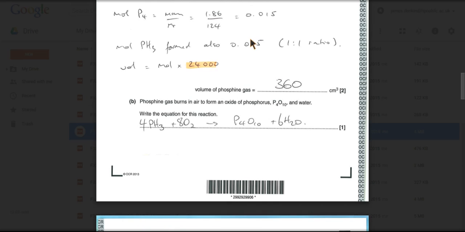The equation, well, they give you everything you need for the equation. So your starting point here would be an unbalanced equation. PH3, phosphine, plus the O2 from the air is making this oxide of phosphorus, P4O10, which was given, and water, so H2O. Then I'm sure you can balance that yourselves.